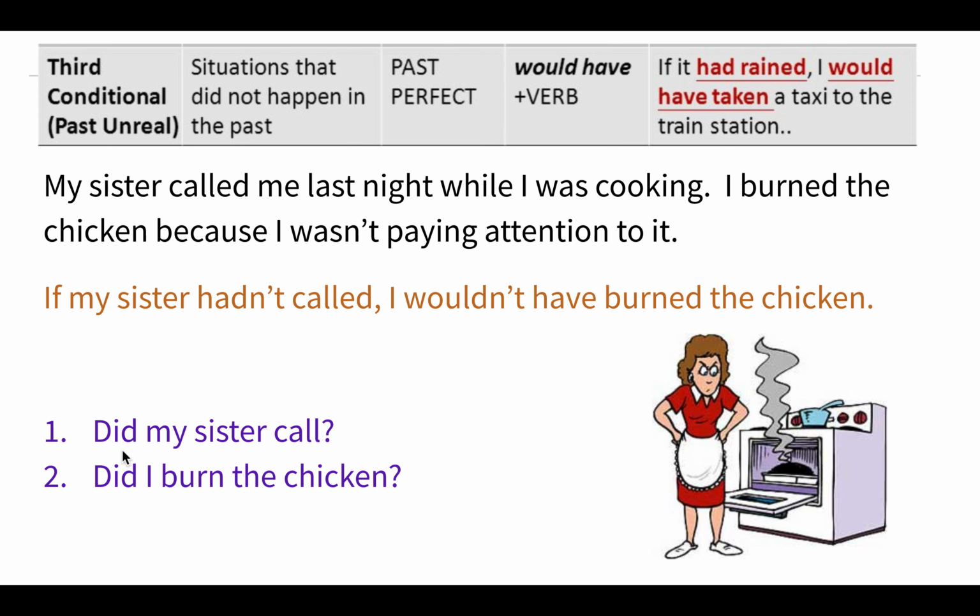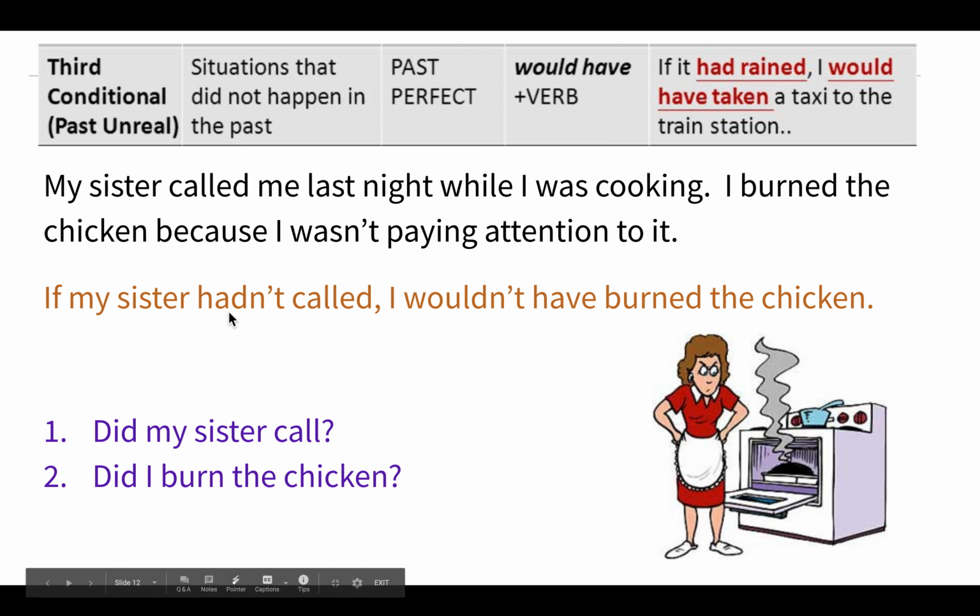Now, what is the truth? Did my sister call from the sentence? If my sister hadn't called, right? This is negative, so change it to positive. Did my sister call? Yes, she did, right? But I'm imagining if my sister hadn't called, I'm regretting her calling. Did I burn the chicken? This one's negative, so we change it to positive. Did I burn the chicken? Yes, I did. Look at how angry I am.